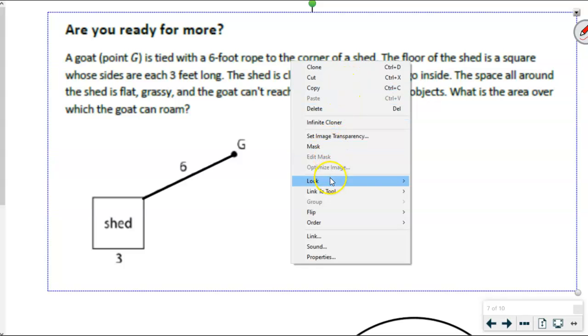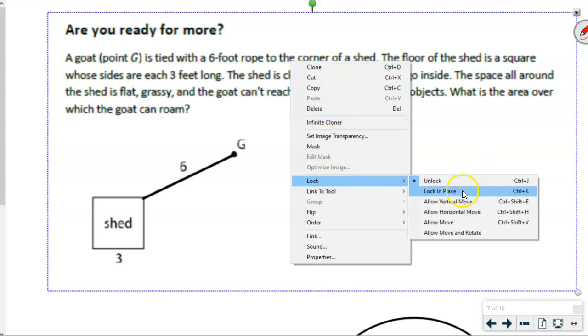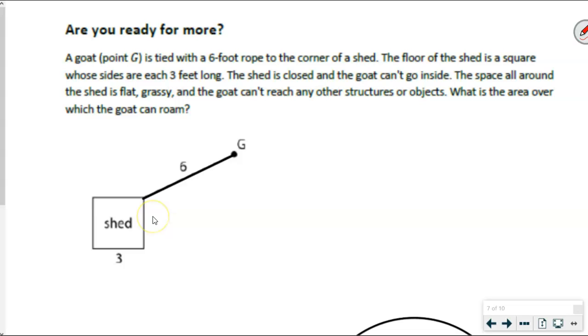All right, let's go on to the Are You Ready for More? And only do this if you really, truly are ready for more, because it's an interesting problem. A goat, that's going to be point G, is tied with a 6-foot rope to the corner of a shed. And the floor of the shed is square, whose sides are each 3 feet long. So this shed is 3 feet by 3 feet by 3 feet. And the shed is closed, so the goat cannot go inside. All of the space around the shed is flat and grassy, but the goat cannot reach any other structures.